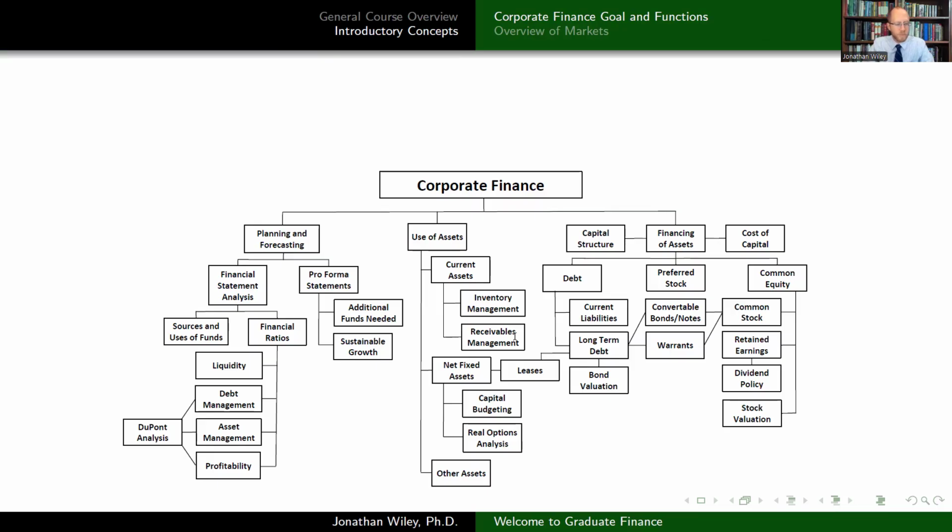Now, for net fixed assets, you have things like capital budgeting. So should I buy a piece of equipment A or should I buy a piece of equipment B? How do I make that decision? How do I analyze that properly? That's something you would look at for the net fixed assets and the capital budgeting and so forth. You also get into real options analysis.